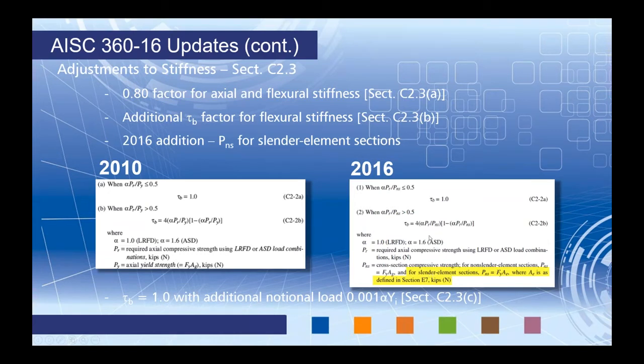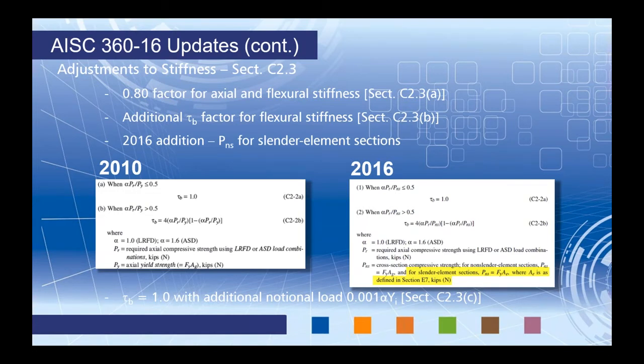Now, for non-slender elements, everything remains the same. For slender elements, though, we are no longer using the gross area, which is used for non-slender elements, but instead we're using the effective area. The effective area is defined in section E7, which is our chapter for compression. So that's something to keep in mind if you are designing with slender elements.